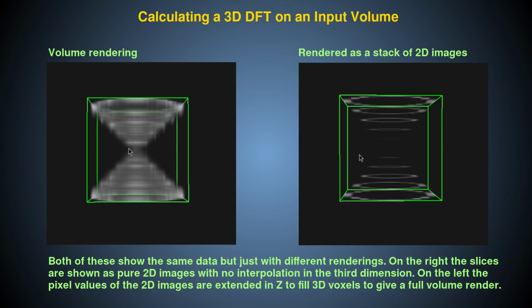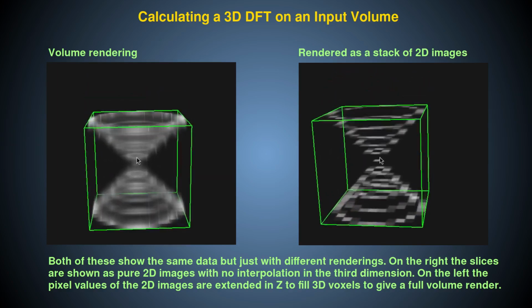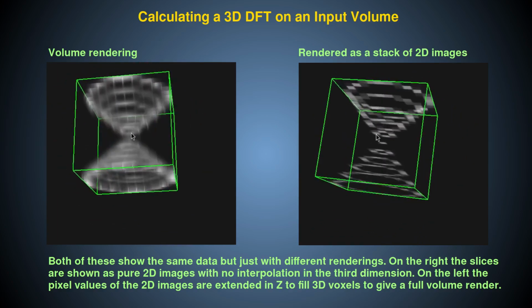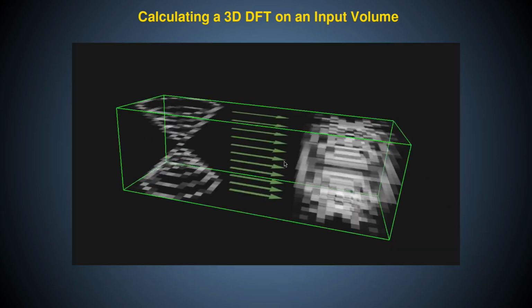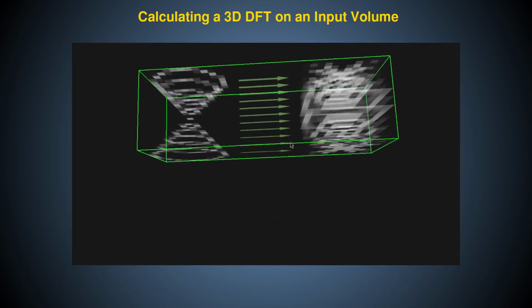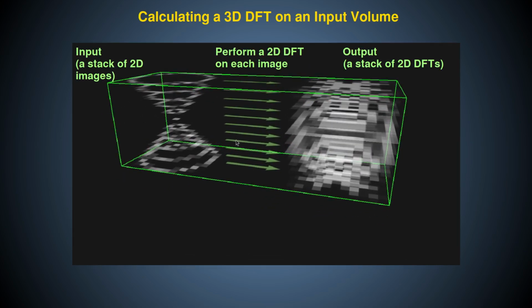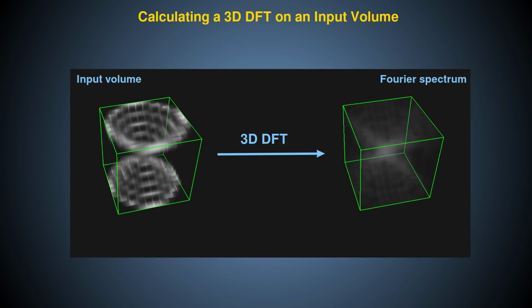A 3-dimensional image can be seen as a stack of 2D images. So, to do a 3D DFT, you convert your stack of 2D images into a stack of 2D DFTs, as explained previously. You then do a forward one-dimensional DFT on each Z column of complex coefficients from that stack. The resulting 3D array of complex Fourier coefficients is your 3D DFT.